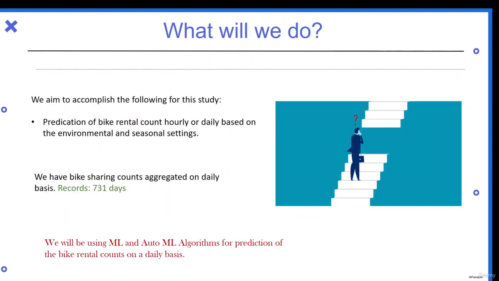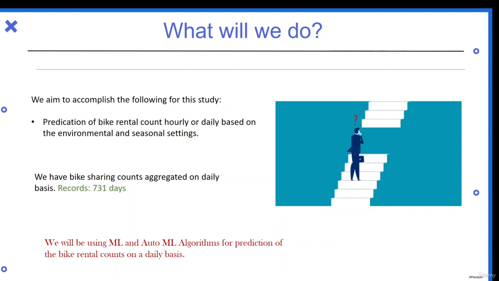So now let's proceed. What will we be doing, and how will we be doing all of this? As I said earlier, our main aim is the prediction of bike rental count on an hourly or daily basis based on the environmental and seasonal settings. Different environmental and seasonal settings and attributes are given to us, and we'll be predicting the count.